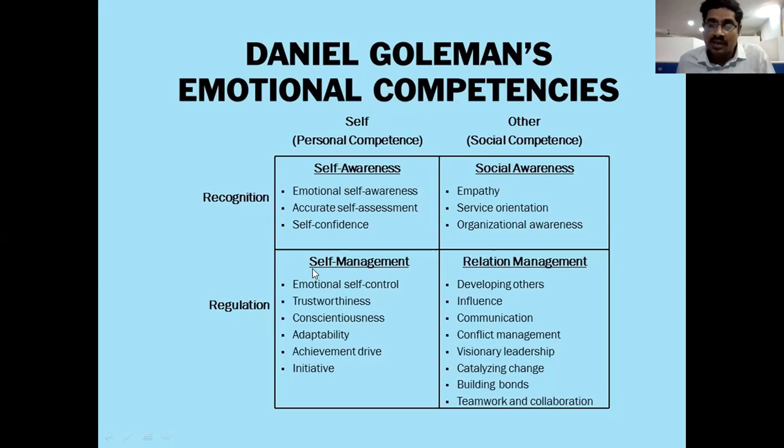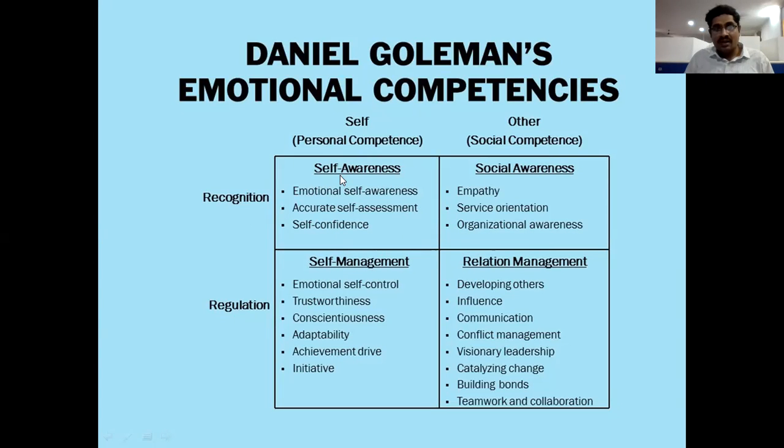Listen carefully. You have the Google form now. So personal skills regulation is used for self-management. Social skills regulation is used for relationship maintenance. So personal skills recognition is for self-awareness. Social skills recognition is for social awareness, right? These 4 points you need to understand.